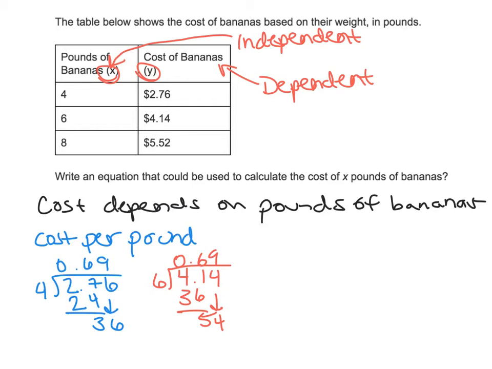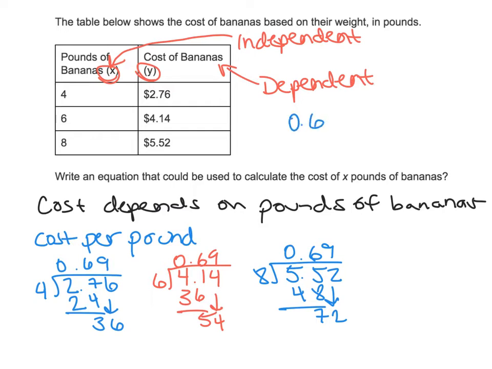And last but not least, checking for 8 pounds. 8 goes into 55 6 times. It gives me 48 with a difference of 7. 8 goes into 72 9 times. So again, it is 69 cents per pound, which means that if we take this 69 cents times the number of pounds of bananas, then we will get the cost.